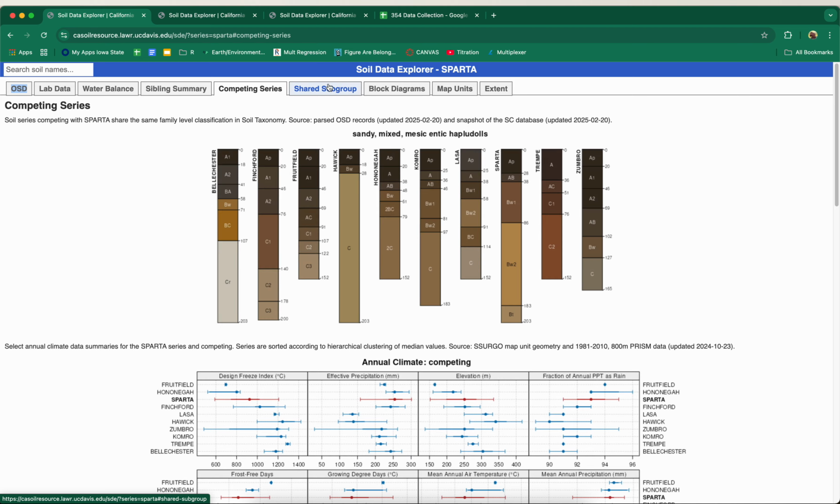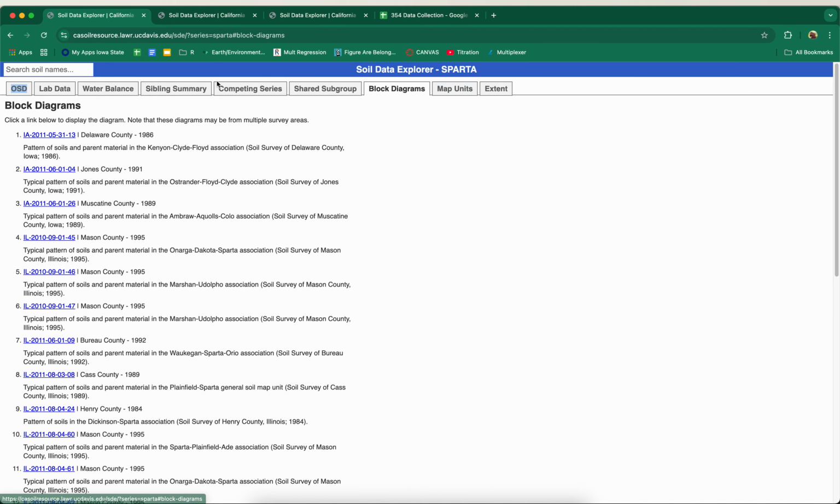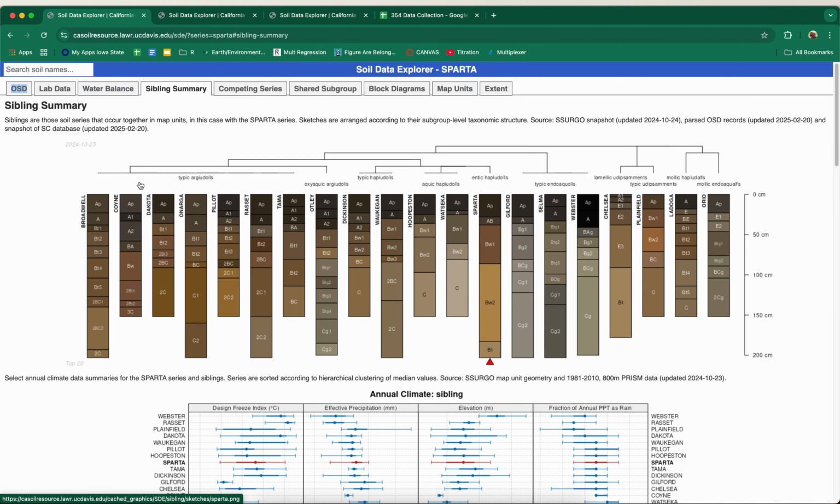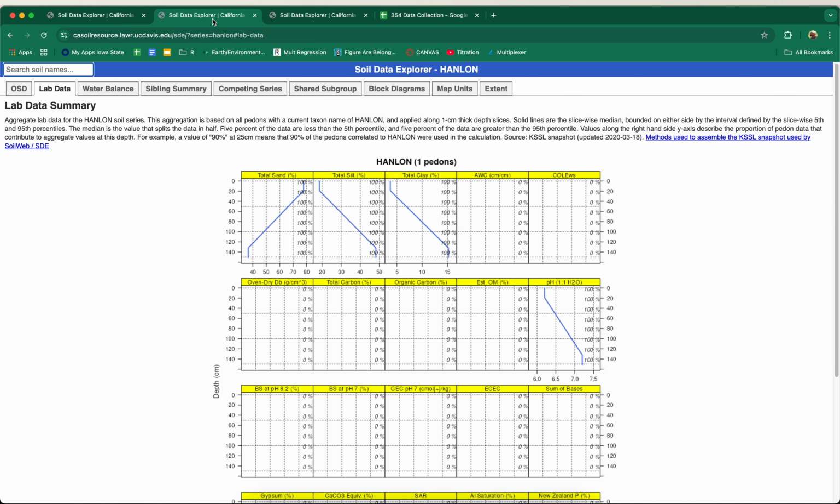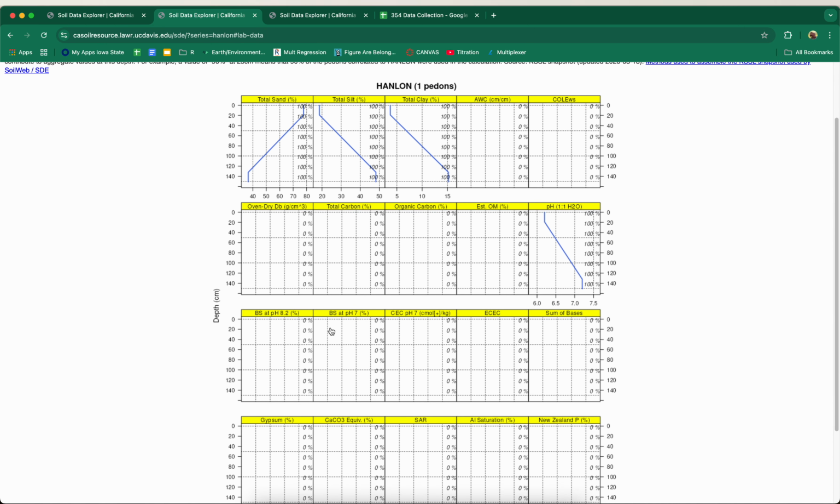There's also some pretty cool general information on water balance and other similar soils, which came into play when I was looking for Hanlon. This one's pretty empty. There's only one pedon, and all it has is some sand, silt, and clay data. Now we'll notice it's sparse, right? So only one example here, with a little bit higher pH potentially.